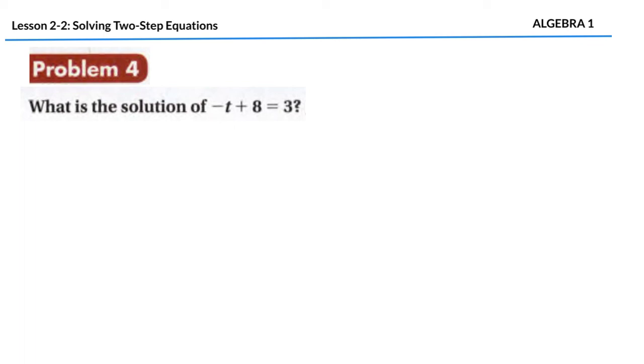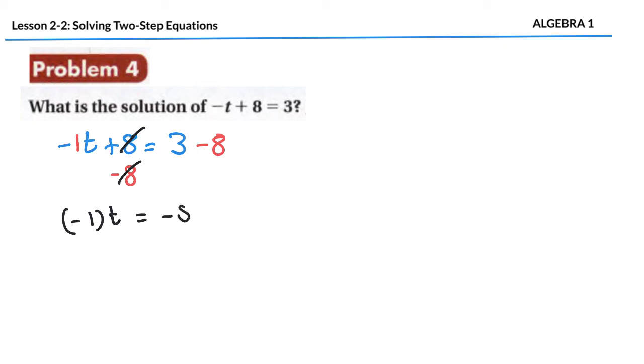So let's write down this whole equation once again. Minus t plus 8 is equal to 3. So this is same as 1t, negative 1t. So what is the first operation that you're going to remove? You're going to remove plus 8. And how are you going to do that? Minus 8 on both sides. So what are we left with? We are left with negative 1t is equal to 3 minus 8, which is negative 5.